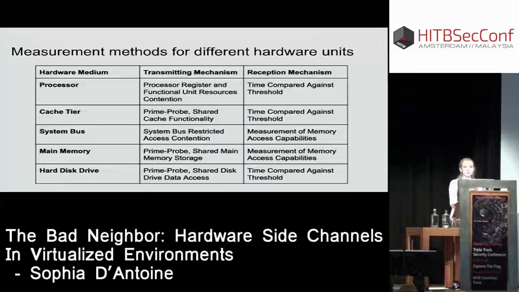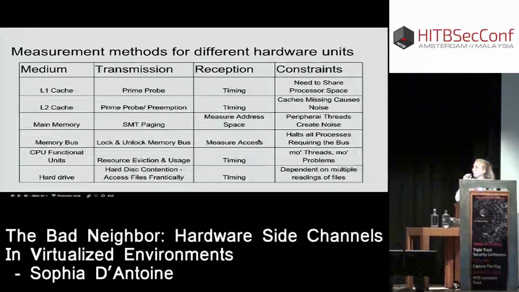This diagram is based off a literature survey I did last year, and it's in here more for notes later on if people are interested. But it just outlines popular transmitting and reception mechanisms used in the majority of research papers out there for different side channel mediums. So, for instance, main memory, a very common transmitting mechanism is priming and probing shared memory in the main memory unit. And you're measuring access capabilities. So that could be mapped to specific bits of meaning.